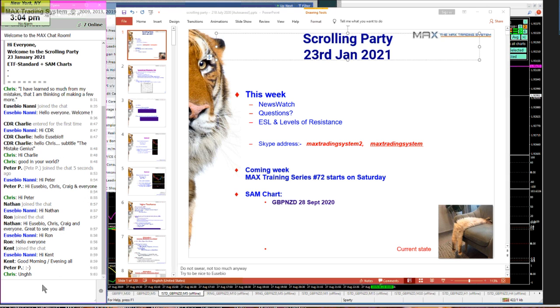Right. And so coming up this week, not got too much on. What we're going to do today is the NewsWatch and then get straight into the charts, unless you've got some questions. And Nathan has asked to go through an example using the stop loss with multiple levels of resistance. Eusebio doesn't teach that in the course proper, but it's kind of like an extra bit that you get from coming to the scrolling parties. So, hi Nathan, I remembered. If it's not in the session itself, we'll see how it goes. I hadn't actually prepared for it.